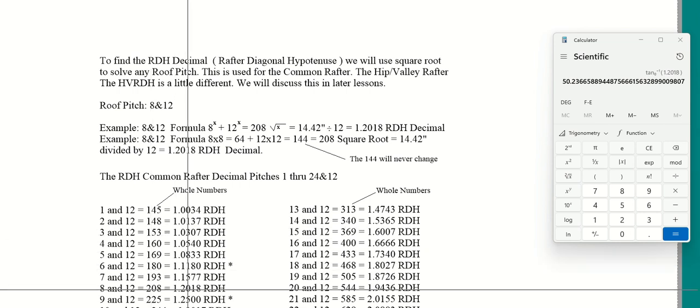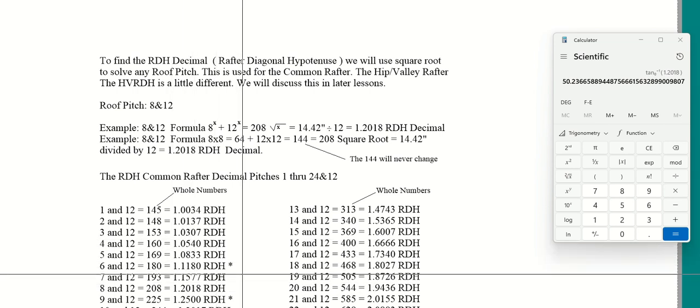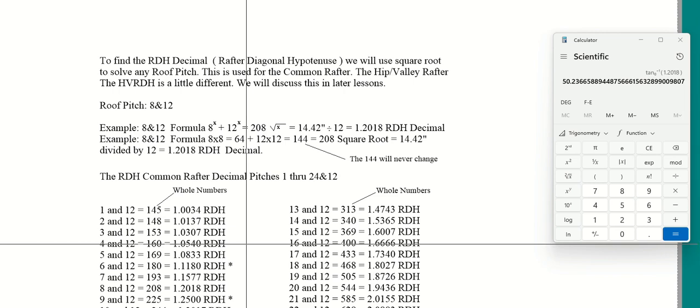And as you work with these numbers in roof cutting, these will become memorized for the most part. If not, it's very simple to find it.